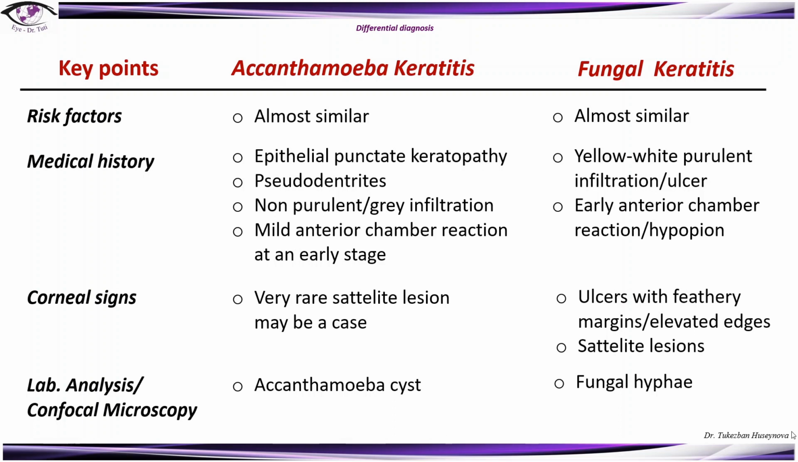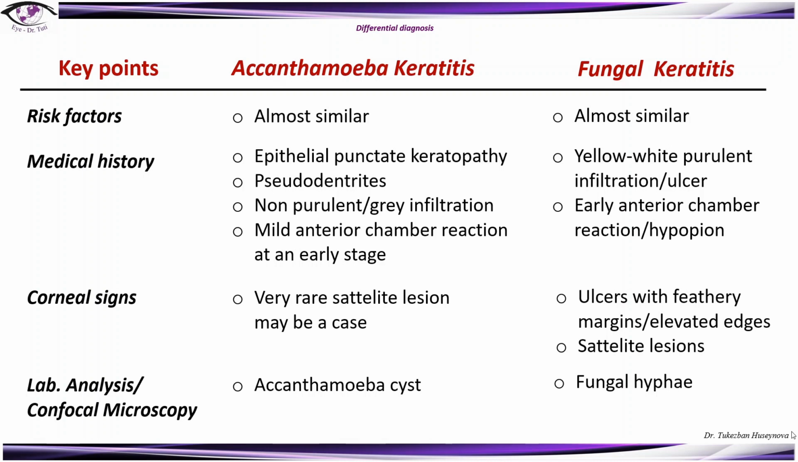From corneal signs, in the first case, a very rare satellite lesion might be observed, and in case of fungal infection, there is a typical ulcer with feathery margins and elevated edges and satellite lesions. It's a key characteristic point. And of course, lab analysis is very important in any case of infectious keratitis.